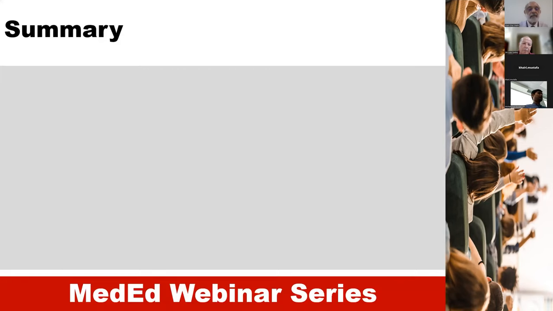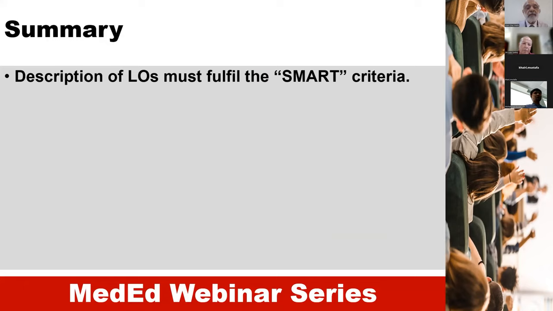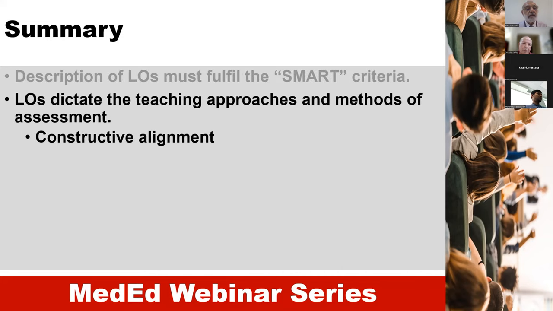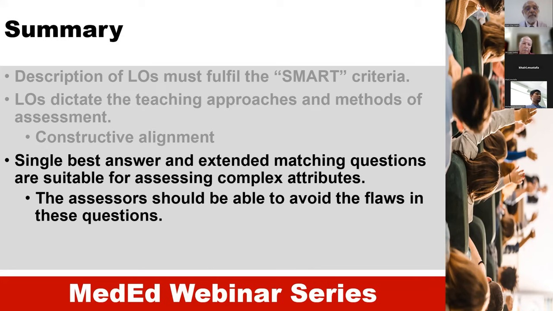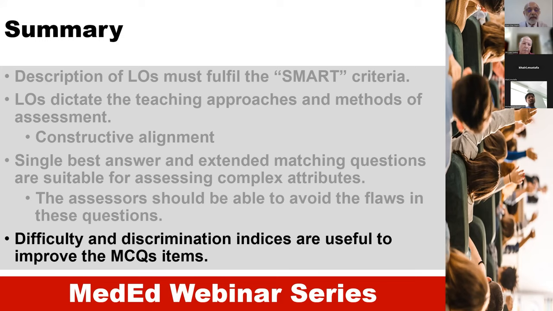So in summary, the description of learning outcomes must fulfill the SMART criteria. Learning outcomes dictate the teaching approaches and methods of assessment, and that's what we call constructive alignment. Single best answer and extended matching type questions are suitable for assessing complex attributes. However, the assessors should be able to avoid the flaws in the question. Difficulty and discrimination indices are useful to improve the multiple choice question items.